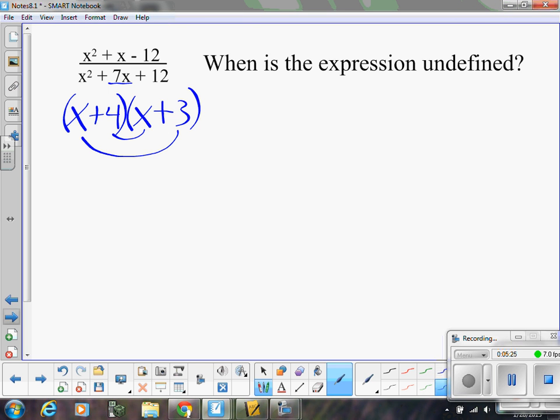If you're paying attention, it's really easy to see what numbers will make it 0. So x should not be equal to what number? -4, and x should not be equal to -3. Now, if it's just asking you what numbers make it 0, you would just say -4 and -3. Those are the two numbers that make it 0. So far, so good?